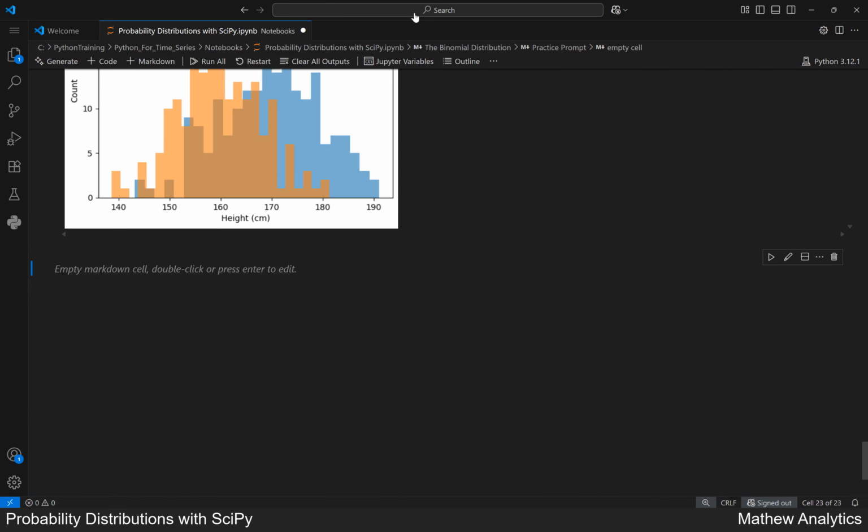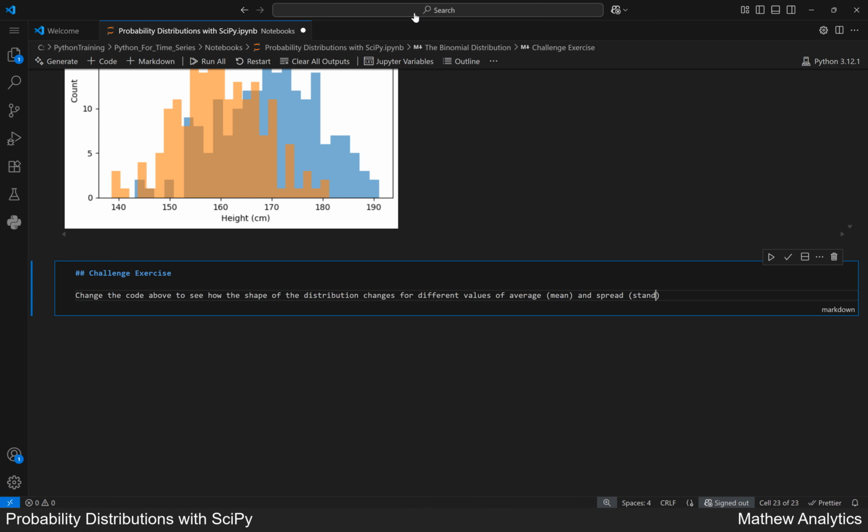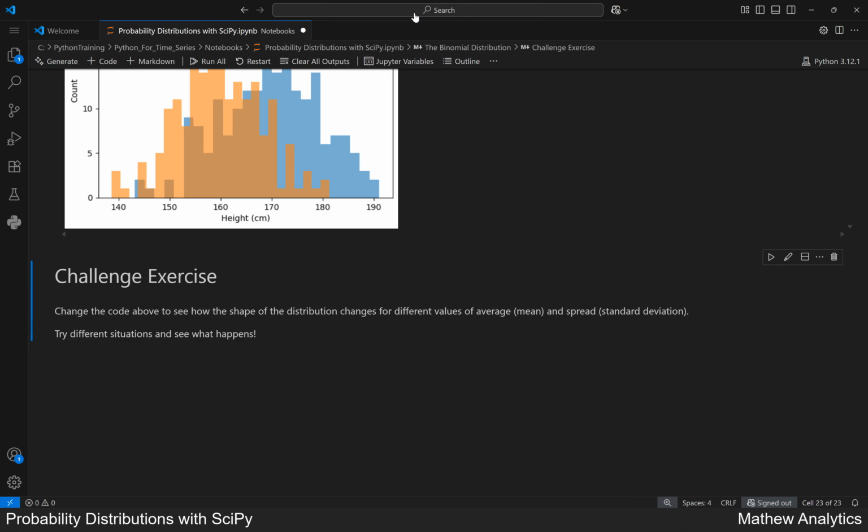Challenge exercise. Change the code above to see how the shape of the distribution changes for different values of average, which is mean, and spread, which is standard deviation. Try different situations and see what happens. Running the cell now. Practice makes perfect. Try 5 times.